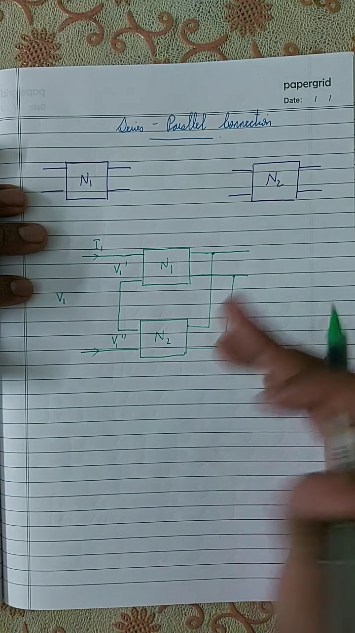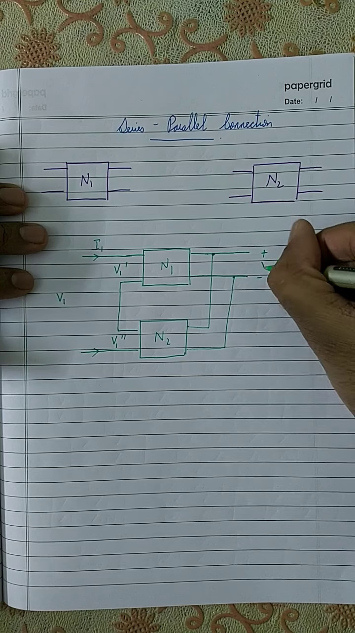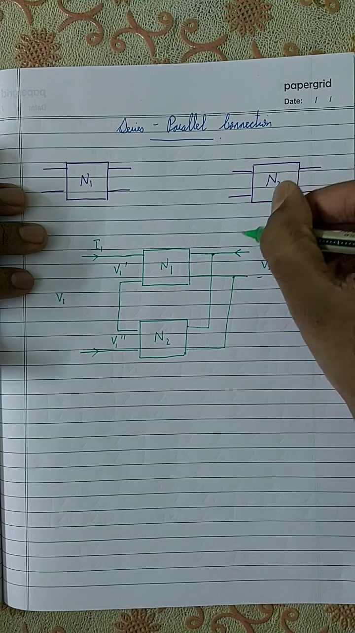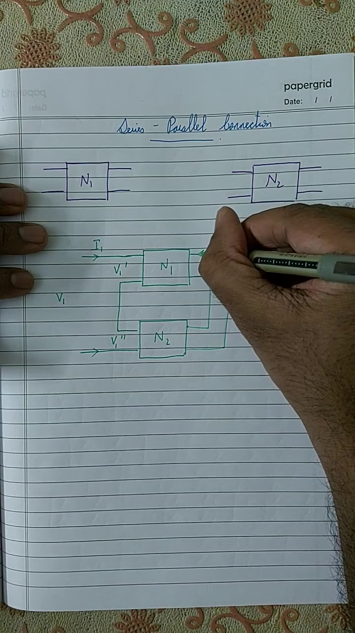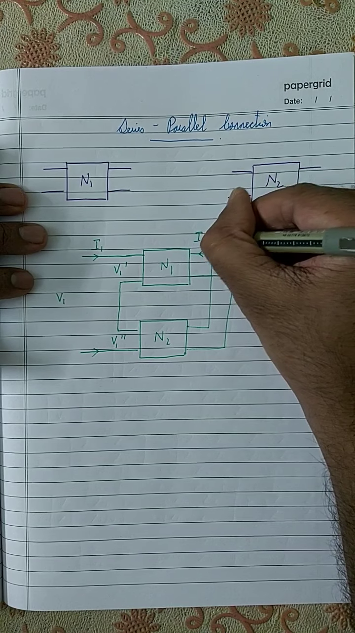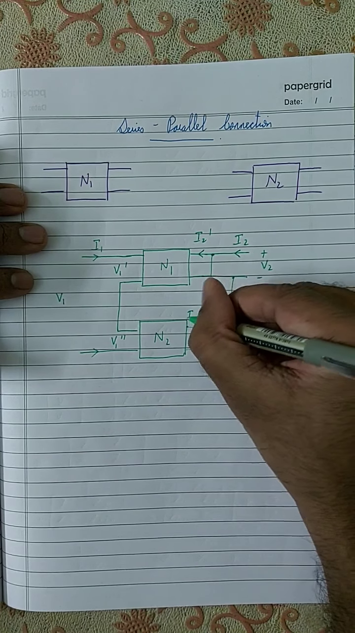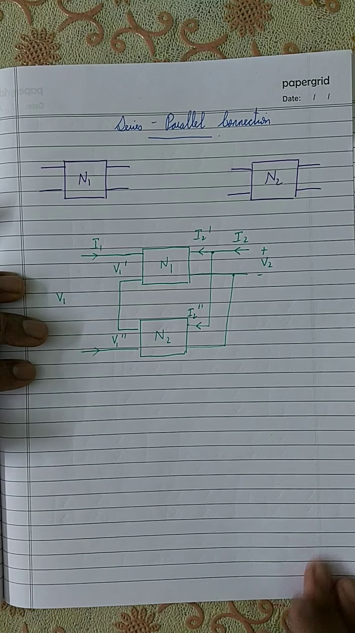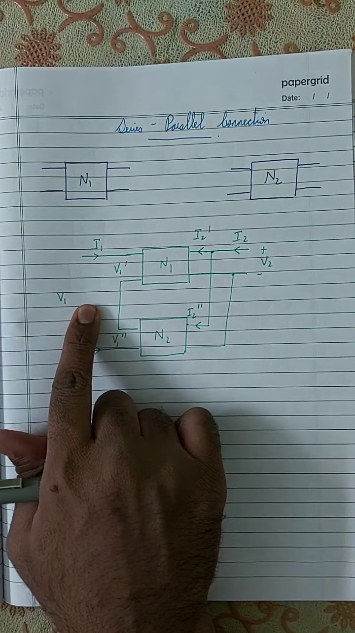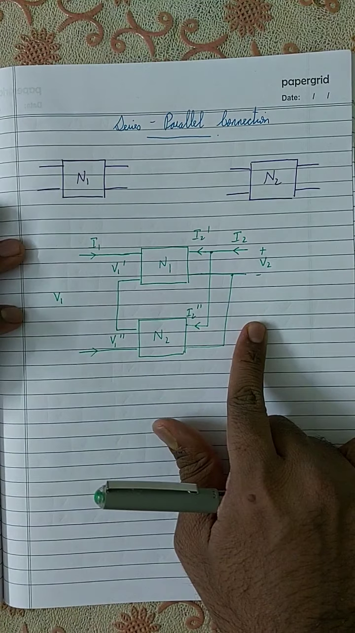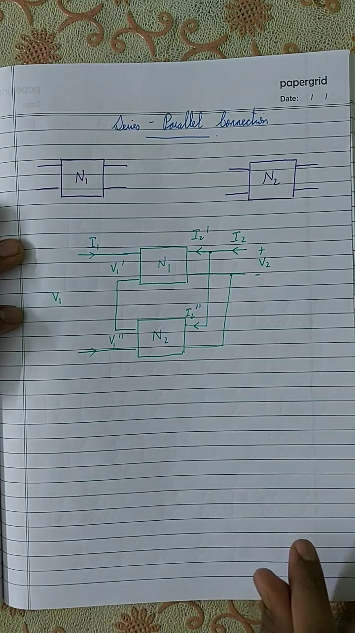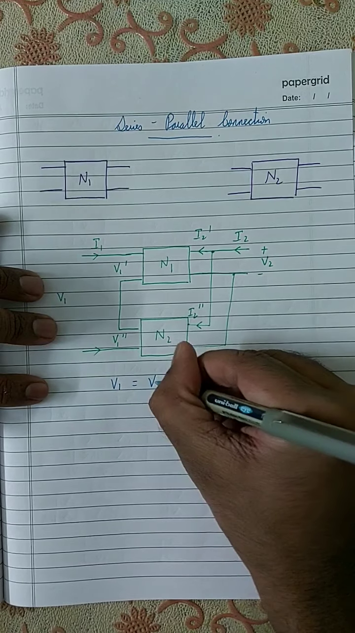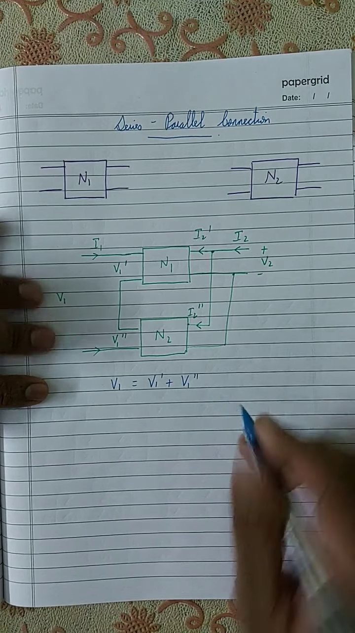In a parallel connection, the voltage will be the same, so the output voltage will be the same. But what about the output current? That will be divided. This is I2, so the output current over here gets divided into I2 dash and I2 double dash. This is how it looks. So at the input side, it is the input voltage that gets divided, and at the output side, it is the output current that gets divided. Or in other words, the equation becomes, at the input side, V1 is equal to V1 dash plus V1 double dash.